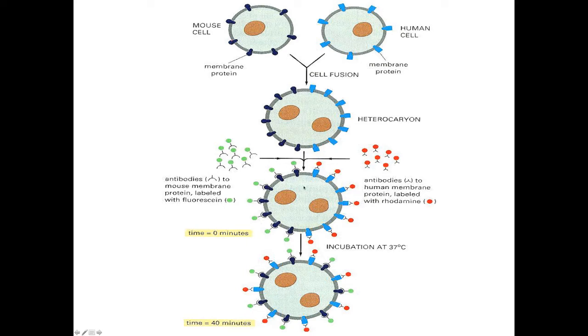If you allow this cell to incubate for 30 to 40 minutes, you'll have a mixture of fluorescence, so you'll have just one color fluorescing back. And that's because the proteins within the membrane have moved around within the plane of the membrane. So this is membrane fluidity.